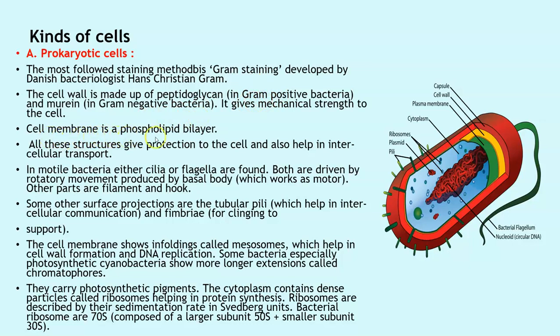Cell membrane is a phospholipid bilayer. All these structures give protection to the cell and also help in intracellular transport. In motile bacteria, either cilia or flagella are found. Both are driven by rotary movements produced by the basal body, which works as motor. Other parts are filament and hook.